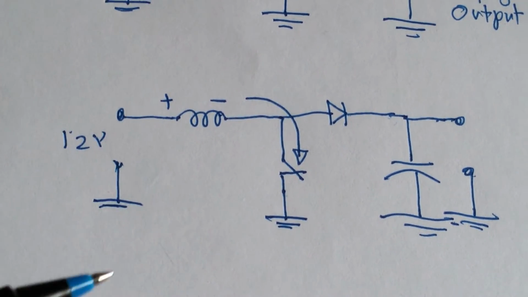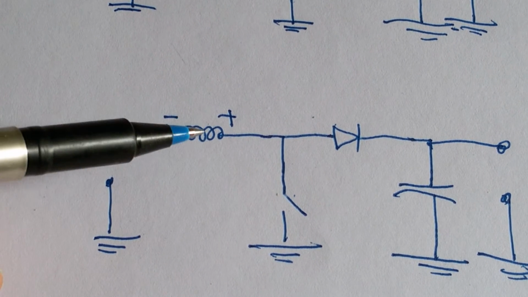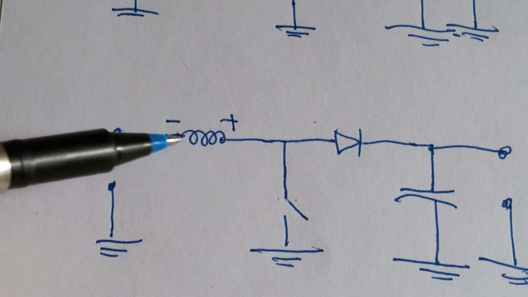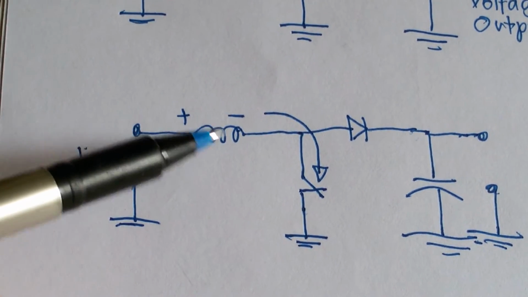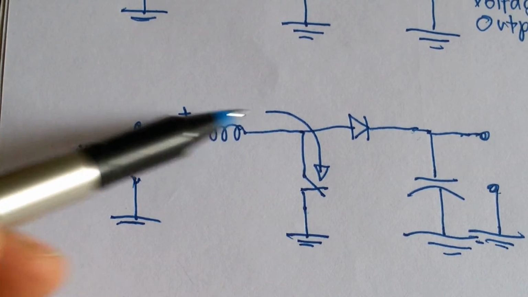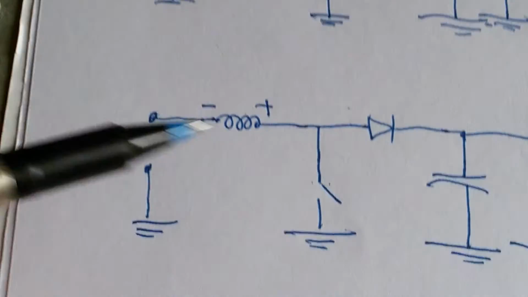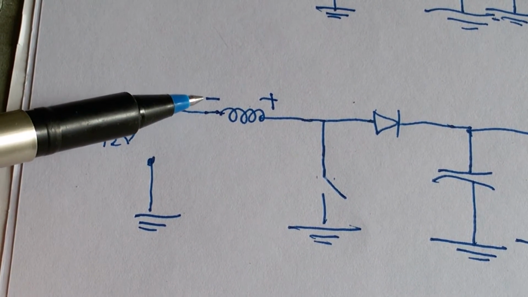And during your open state or off state, your inductor will reverse the polarity. Here, the polarity of your inductor becomes negative here and plus here. On the on state, your plus is here and your minus is here. And now, when your switch is open, your plus will be here and then your minus will be here.